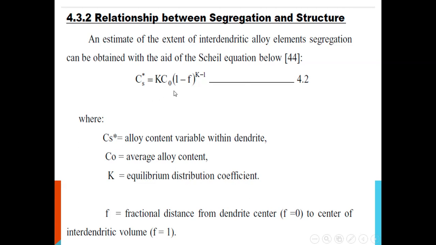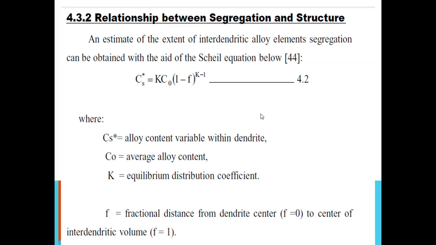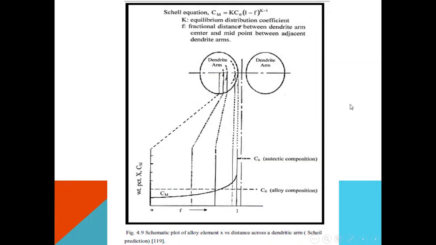CS equals K C naught (1 minus F) to the power K minus 1, where CS is the alloy content variable within the dendrite, C naught is the average alloy content, K is the equilibrium distribution coefficient, and F is the fractional distance from the dendrite center, F equal to 0 at the dendrite center to F equals 1 at the center of the interdendritic volume. Schematic plot of alloy element distance across the dendritic arm.